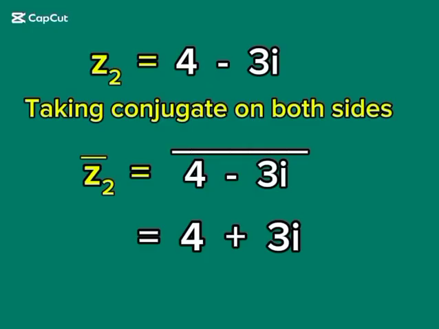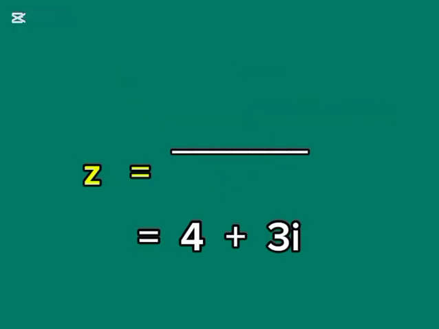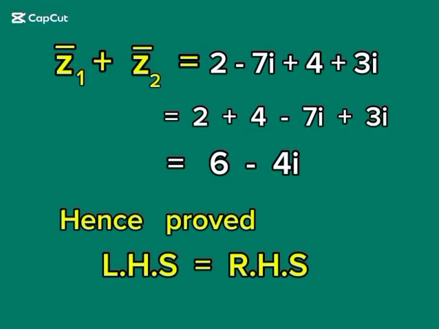Next, find the conjugate of z2. z2 is equal to 4 minus 3 iota. Again, change the sign of the imaginary part. Therefore, the conjugate of z2 is 4 plus 3 iota. Now add the conjugate of z1 and the conjugate of z2. So it becomes z1 conjugate plus z2 conjugate equals 2 minus 7 iota plus 4 plus 3 iota.